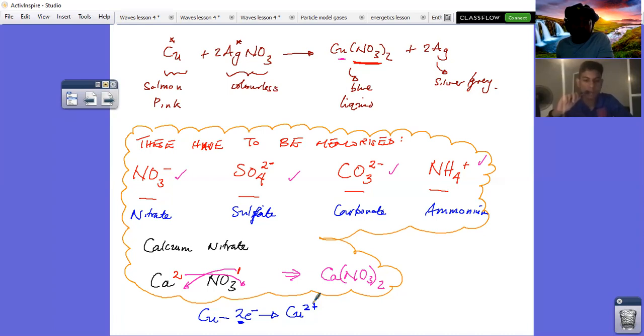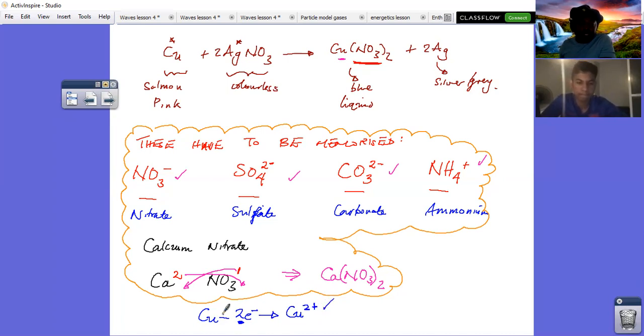All metals form pluses because they all lose electrons. As long as it's a metal and it's lost electrons, it's got to be a plus. It will never ever be a minus. What about non-metals? All non-metals gain electrons, so whatever the number of electrons gained is the same charge that you put as well. So this is what happens to the copper.